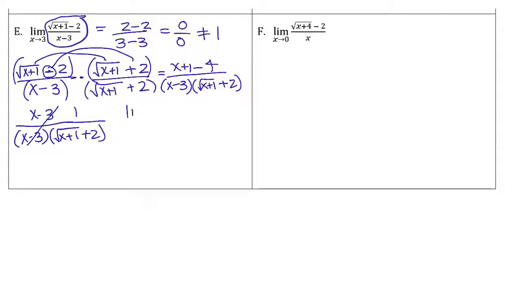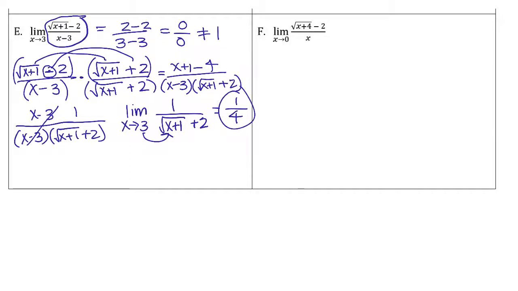So now we're going to talk about the limit again as x approaches 3 of 1 over the square root of x plus 1 plus 2. And once we now re-sub in, it looks like we're going to get 1 over 2 plus 2, or 1/4.